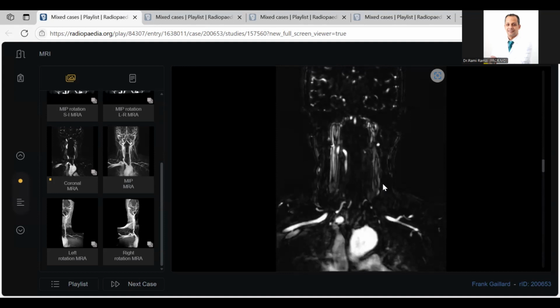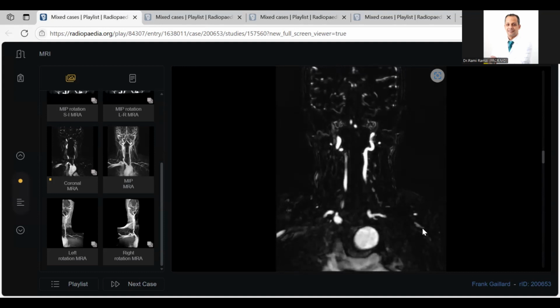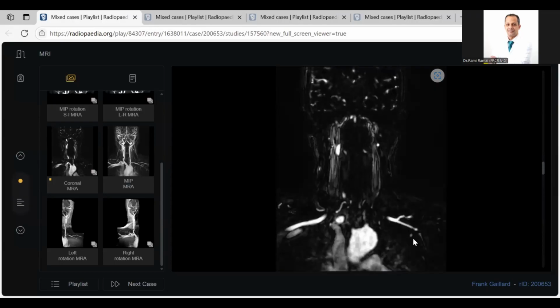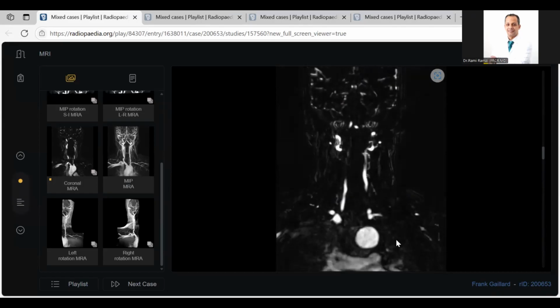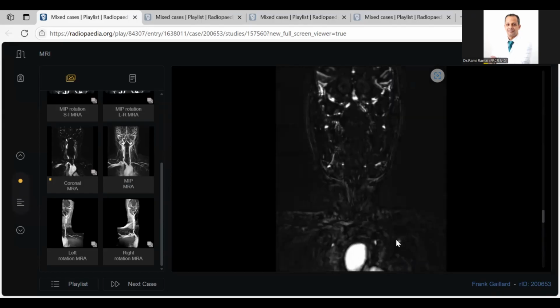So the Takayasu, see here, the left subclavian distal part is nearly completely non-visualized. This is collaterals. See, this is the end. But see, this is collateral. So this is Takayasu until proven otherwise.